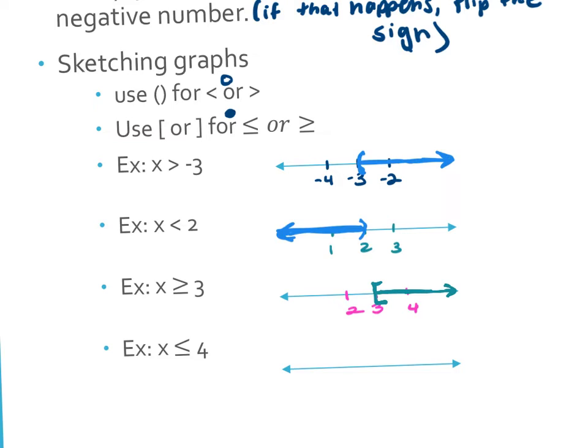And less than or equal to 4 would be 3, 4, 5. Less than or equal to gets a bracket on the 4, shade to the left. So all of these questions are going to say solve it and then graph your solution on a number line, and that's what that means.